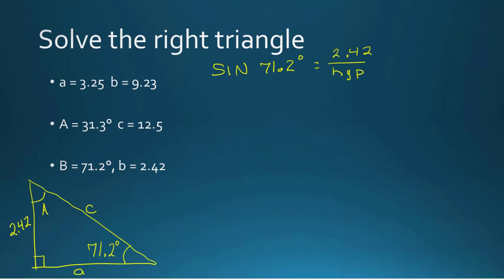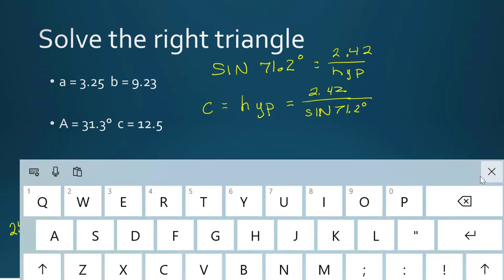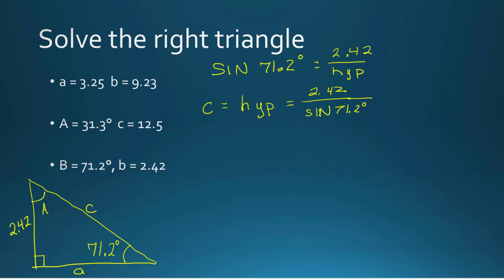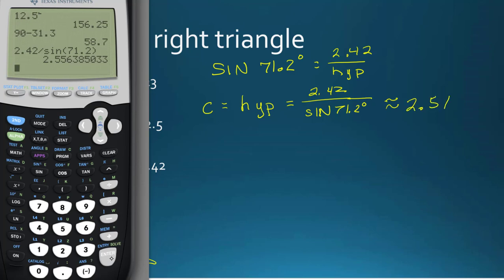There. Okay. However I've decided to do this, ultimately I'm going to end up with the hypotenuse, which is, I guess, C, equal to 2.42 divided by the sine of 71.2 degrees, which is pretty fabulous. So I've got 2.42 divided by sine of 71.2, and look at that, it's beautiful, 256-ish. Love it.